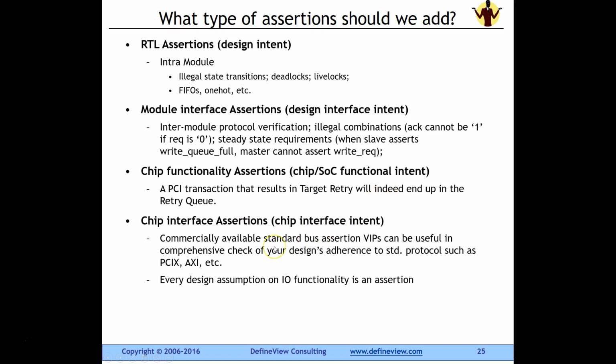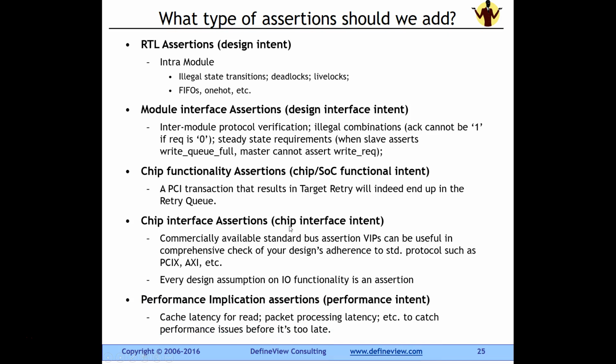And here I just want to point out that there are a lot of commercially available standard bus assertion VIPs. VIP stands for verification IP, that can be used comprehensively to check for a design's adherence to the standard protocols such as PCI-X, PCIe, AXI, AHB, AMBA, etc. And finally, this is the one type of assertion that many engineers miss: performance implication assertions.